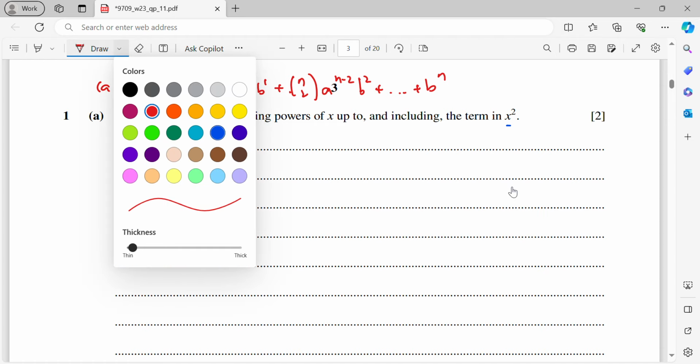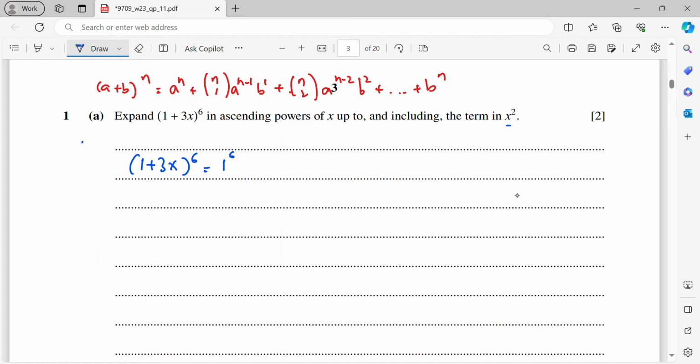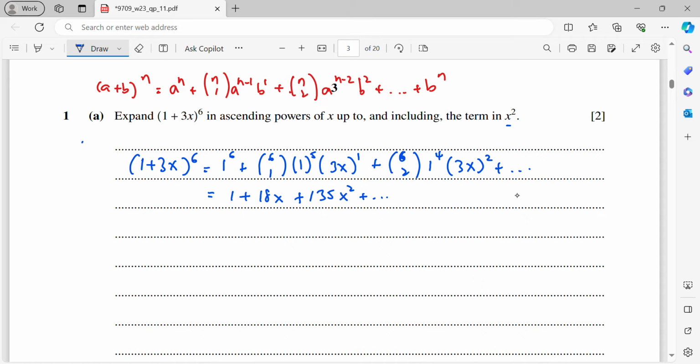Okay, so for this case, 1 to any degree will be 1. Then here 6C1, 1 to degree 5, 3x degree 1, plus 6C2, 1 to degree 4, then 3x degree 2. Okay, so from here, you will be getting 1 plus 18x plus 135x squared. So these are the three terms in this expansion.